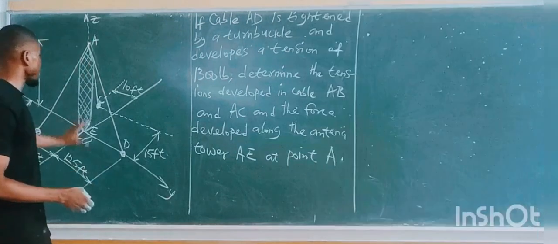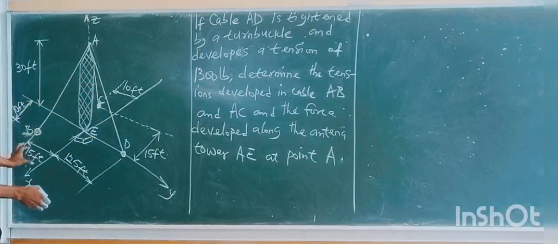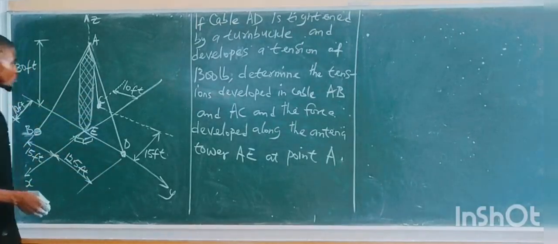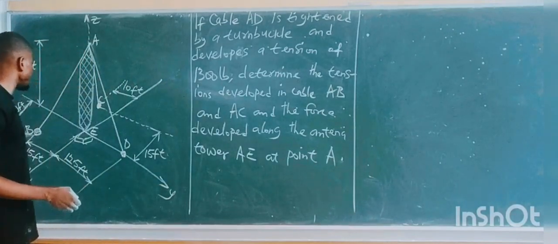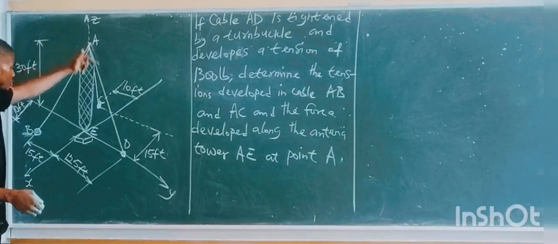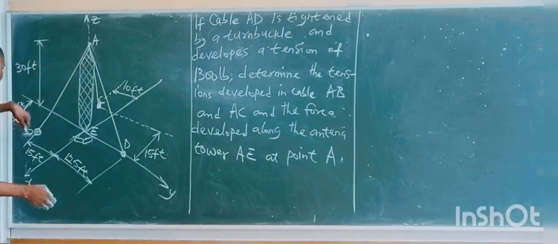Okay, so this is the antenna tower and these are the cables at different points B, C, and then point D. The question says to determine the tension in cable AB and AC. We are given the tension in cable AD, so we are now defining the tension in cables AB and AC.